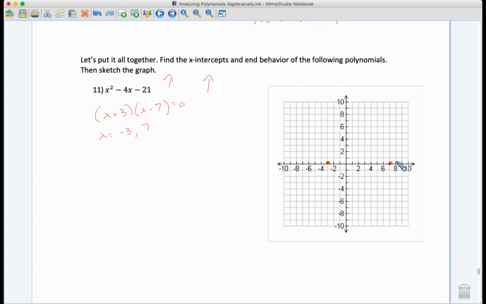I could find the y-intercept by setting x equal to 0, and if I do that, I'll get 0 squared minus 4 times 0 minus 21. So I would expect my y-intercept to be at (0, -21), that's going to be all the way down here.